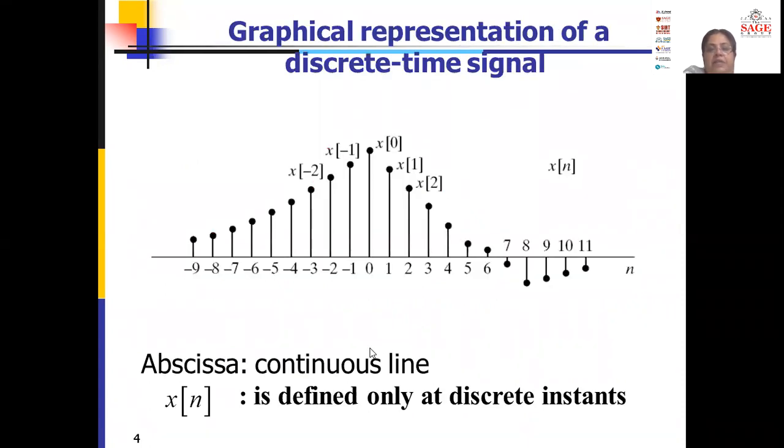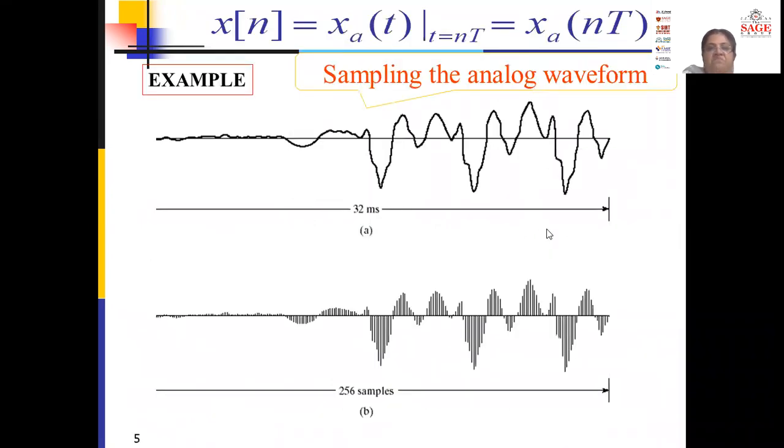This is the graphical representation of a discrete time signal, where on the x-axis we have taken the n, small n, which is the integer value, and on the y-axis we take the amplitude of the signals. In the discrete time signals, the time is discontinuous, but the amplitude remains continuous. Now this is the sampling of the analog waveform. We have considered one arbitrary analog continuous signal, and we have sampled this analog continuous signal into different samples. We have taken 256 samples of this continuous signal.